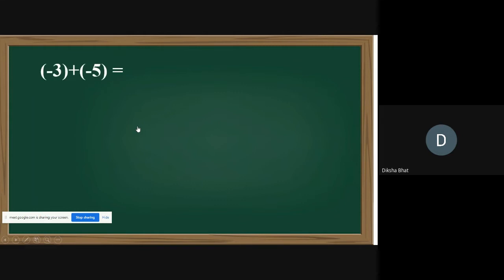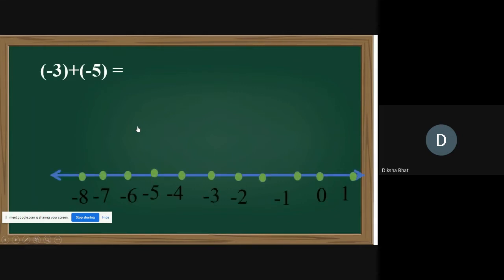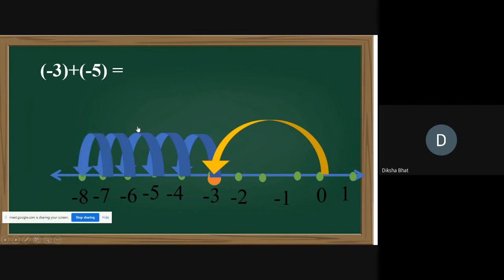What is the sum of negative 3 plus negative 5? Okay, which is the first integer? -3. Yes. And how many steps will we have to move to the left of negative 3? 5 steps, since the second integer is 5. Okay, so 1, 2, 3, 4, 5. So where did we reach? -8. Yes. So negative 3 plus negative 5 is negative 8.